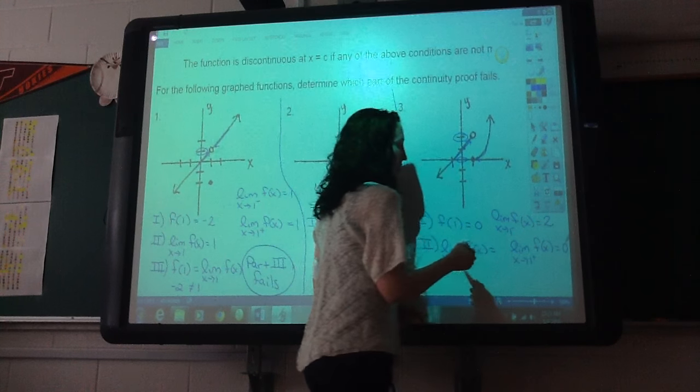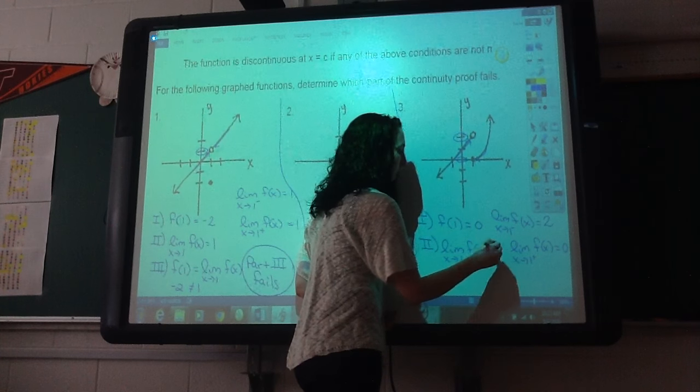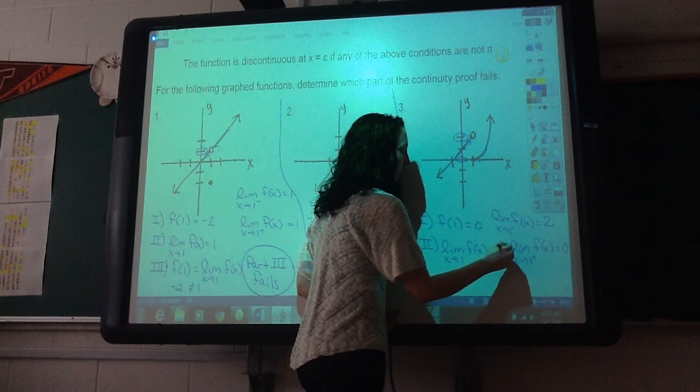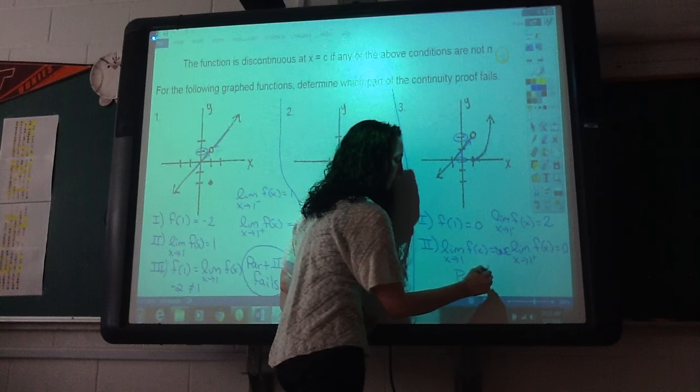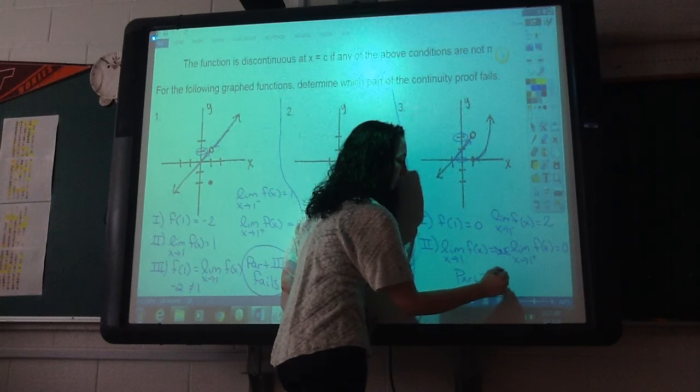2 does not equal 0, so the limit does not exist, therefore part 2 fails.